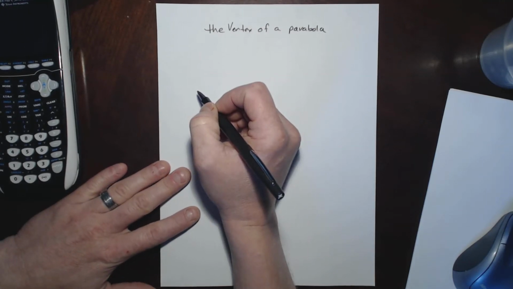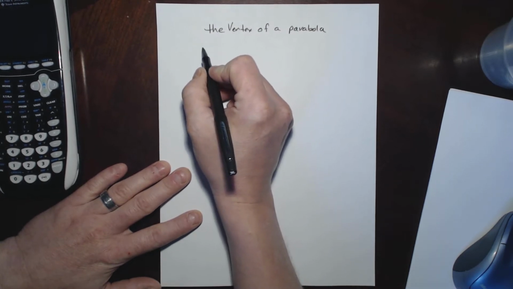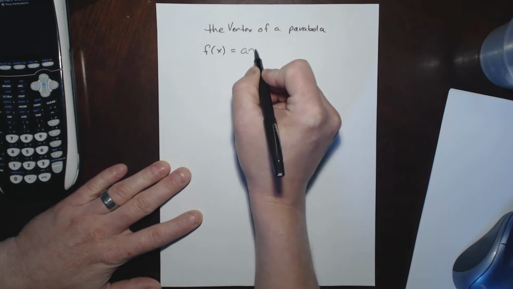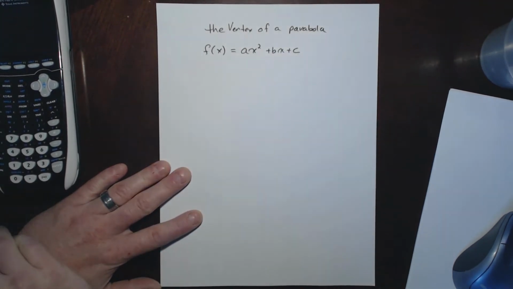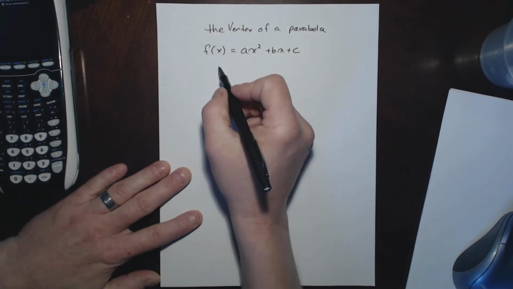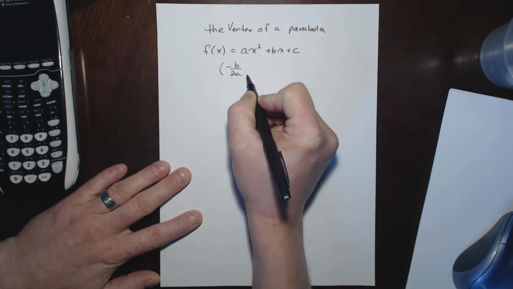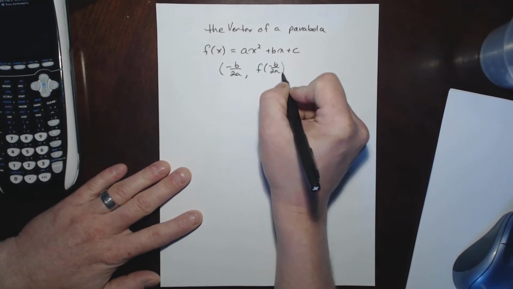In this video, we're going to learn how to find the vertex of a parabola. If we're given a quadratic function f of x is equal to ax squared plus bx plus c, we can find the vertex of the parabola from minus b over 2a, comma, f of minus b over 2a.